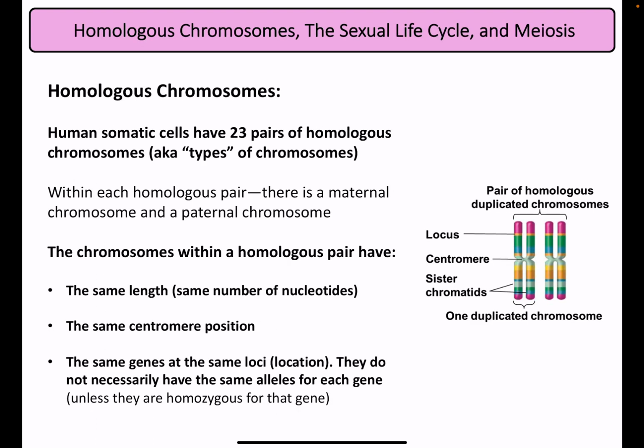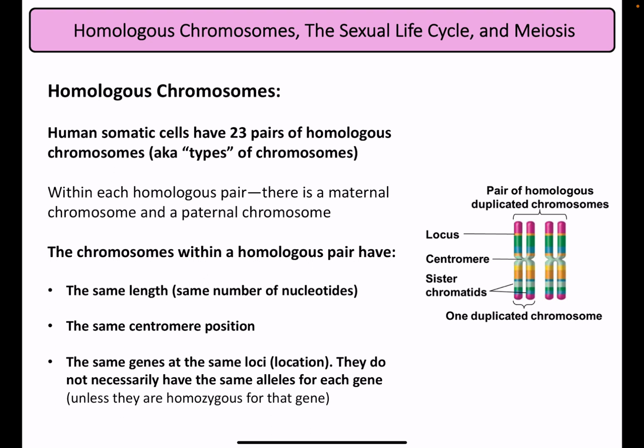Our first topic, homologous chromosomes, is really a continuation of chromosome structure and chromosome numbers, which we discussed in a previous module when we were talking about mitosis. So homologous chromosomes are pairs. As humans, we have 23 pairs of homologous chromosomes.